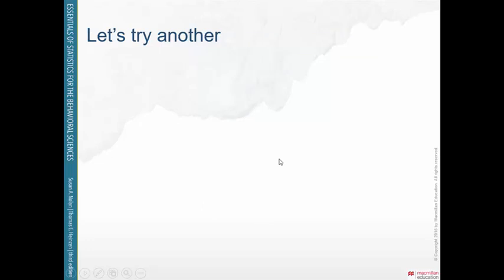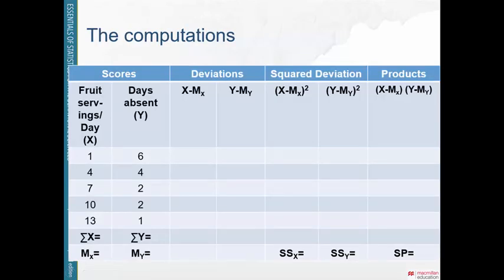All right, let's try one more. We're going to look at fruit servings per day as our X variable and days absent from school as our Y. So we're wondering, is there a relationship between how much fruit students eat and how many days they're absent? Again, these are two variables. They're both numeric variables. Each person in the study has a score on both. So this person eats only 1 serving of fruit a day, and they're absent 6 days. They've been absent 6 days in the semester. 4 fruit servings, 4 days absent.